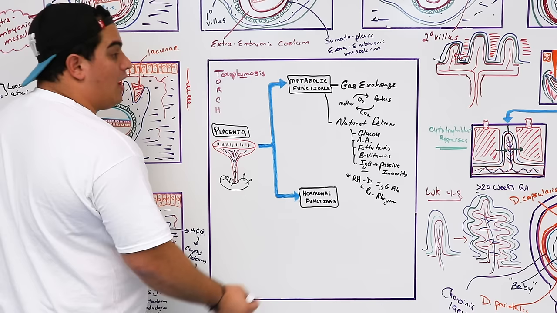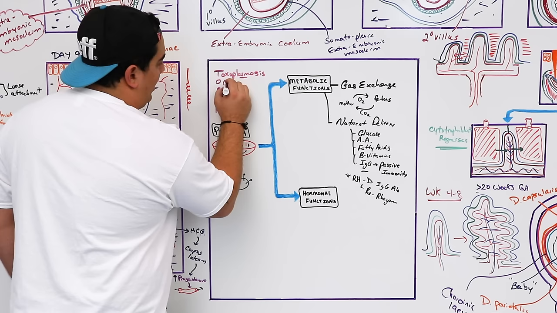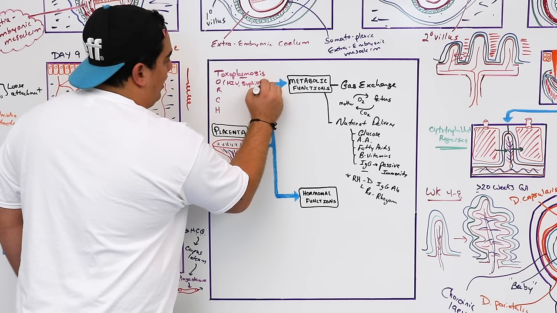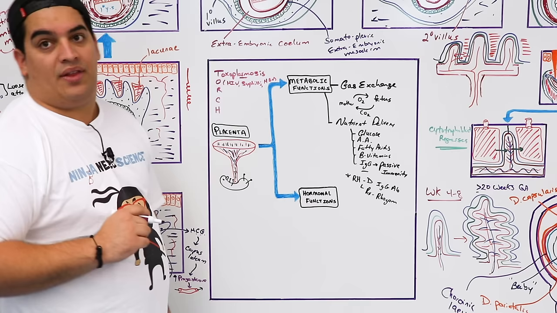Others, so what do we mean here? This could be things like HIV, syphilis, hepatitis, particularly hepatitis B virus. These are also other things that can be transported across the placenta.